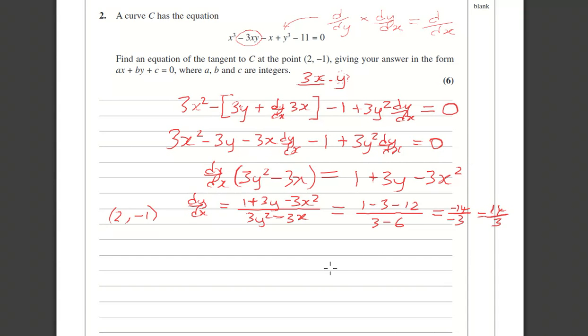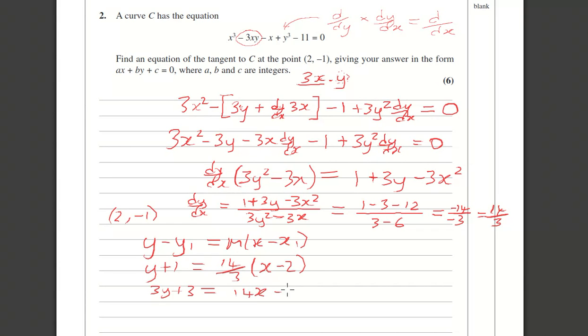The two minuses cancel. At the end, to find the equation of the tangent, just use y minus y1 is m times x minus x1. So we've got y plus 1 is 14/3 times by x minus 2, times it all by 3, 3y plus 3 equals 14x minus 28. And so the final answer is going to be 3y minus 14x plus 31 equals 0. But naturally, you could have the signs all the other way round.